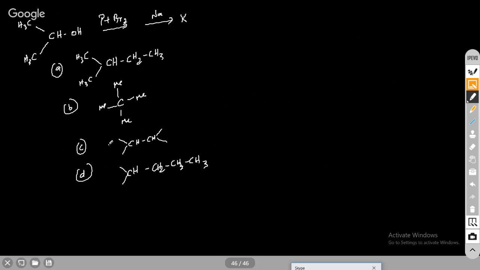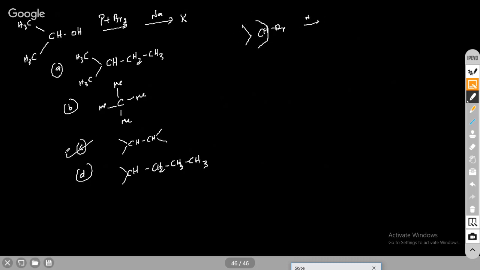Why? First of all, we'll get an alkyl halide here, right? Bromine will get attached here, and then Na. So these are Wurtz reactions. Two molecules of this will attach.